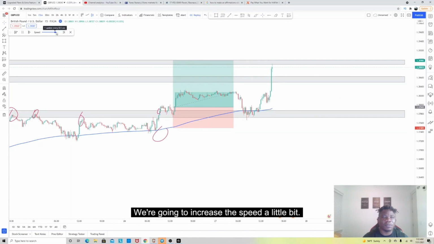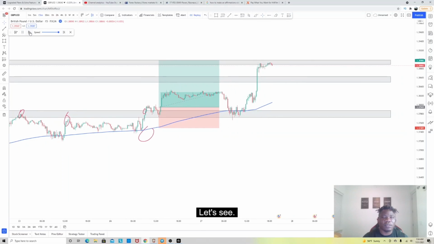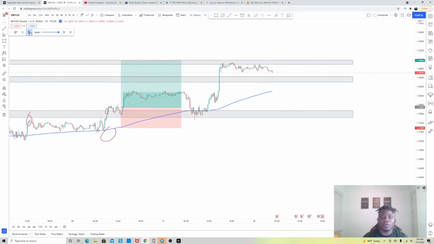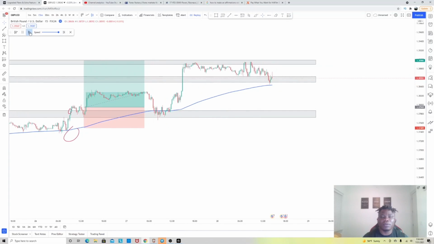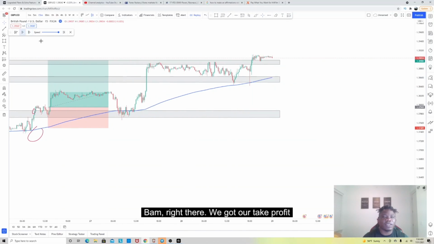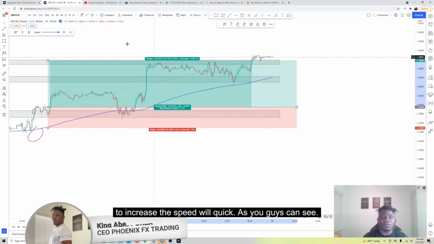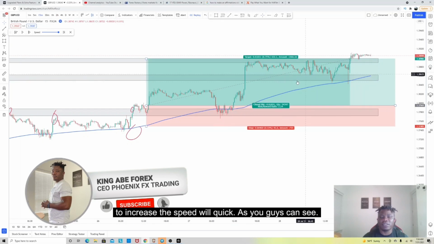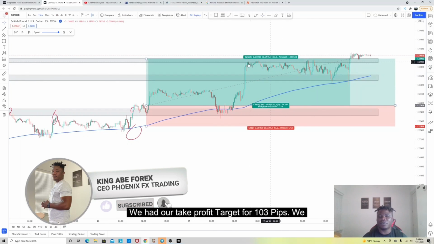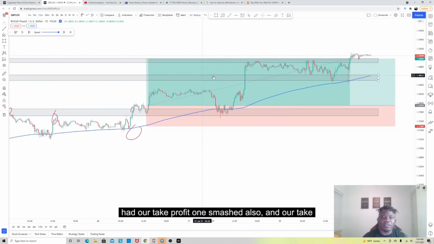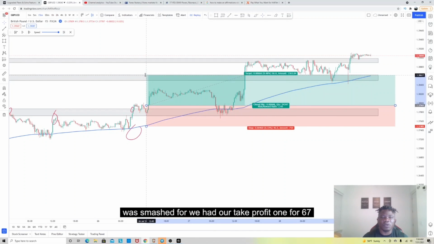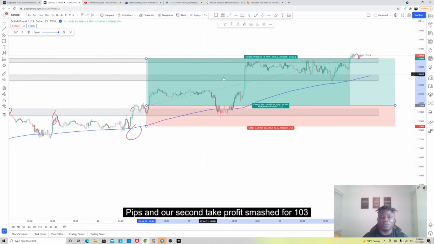Going to increase the speed a little bit. Bam, right there. We got our take profit target smashed right over there. I just had to increase the speed real quick. As you guys can see, we had our take profit 1 smashed for 67 pips, and our second take profit smashed for 103 pips.